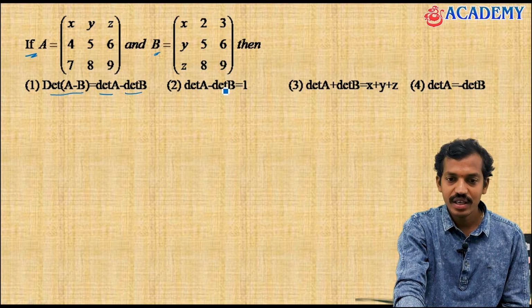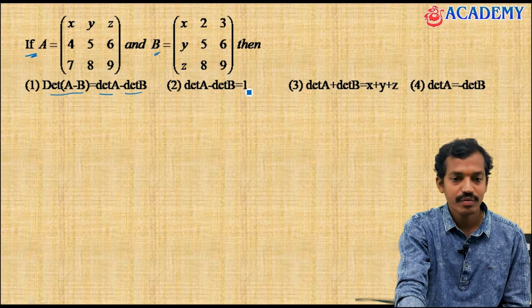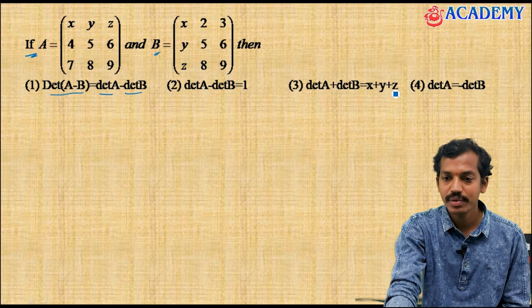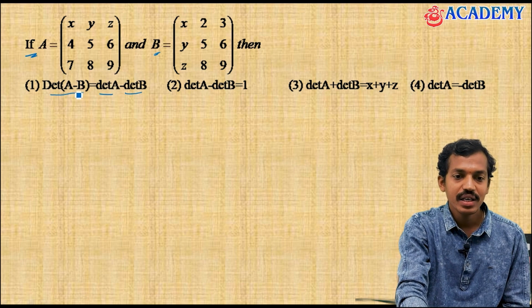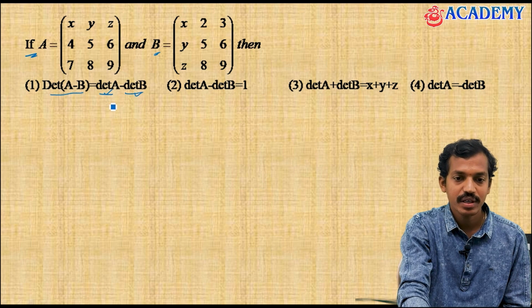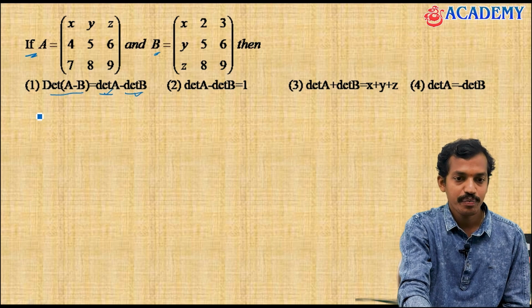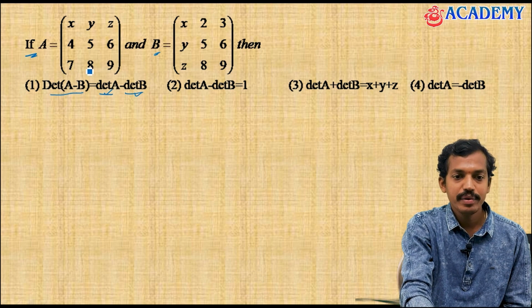The first option says determinant of A minus determinant of B is going to be 1, the next says determinant of A plus determinant of B is going to be x plus y plus z, and the other says determinant of A equals minus determinant of A. To find this, first of all I am not finding A minus B, I am just finding the determinant of A and the determinant of B first. Then we will check which condition is satisfied. I am writing the A and B matrix determinants here.